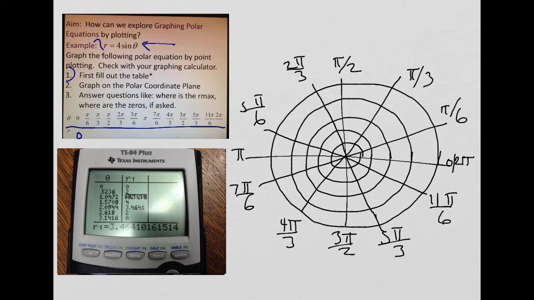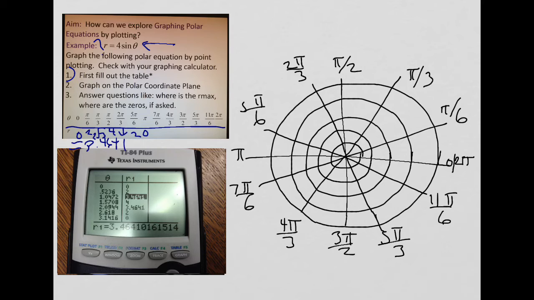So we started filling out the table. Yes, the value is 0 for r, and then it's 2, then it's actually, if we do this by hand, it's 2 radical 3 here, which 2 radical 3 is approximately 3.4641, okay? And again, you can kind of see that in the calculator. At pi over 2, it's 4. 2 pi over 3, it's that answer again of 2 radical 3. 5 pi over 6 is 2, and at pi it's 0.